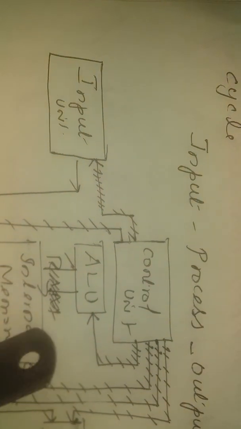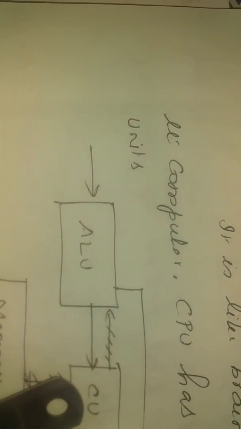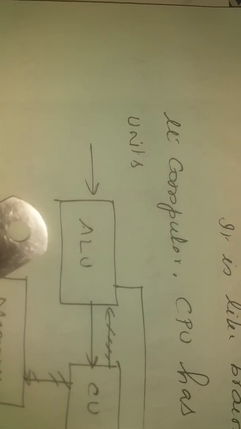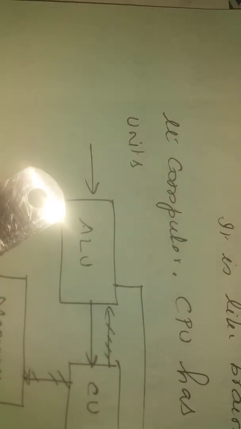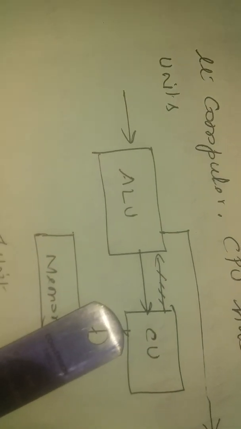The processing unit I'll call the CPU. That CPU has 3 subunits. What are the 3 subunits of the CPU? I have an ALU, a control unit, and a memory. So what is ALU, sir? Arithmetic logic unit. Arithmetic means what, sir? Addition, subtraction, multiplication, division. Logic means what, sir? AND, OR. Okay.